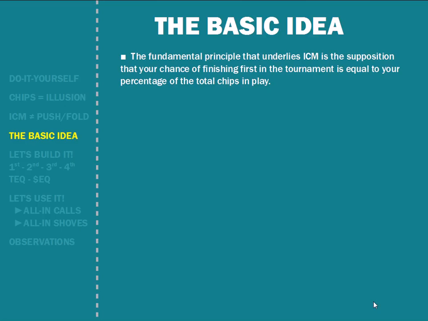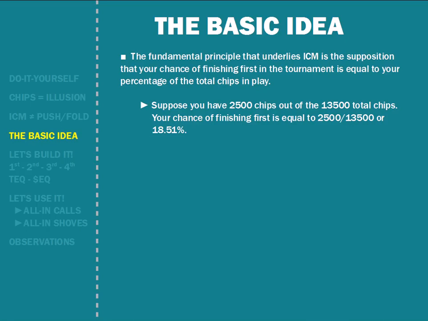So the basic idea that underlies ICM is the supposition that your chance of finishing first in the tournament is equal to your percentage of the total chips in play. You get that? Now, here's the example, right? Suppose you have 2,500 chips out of the 13,500 total chips that you would have in a regular 9-handed sit and go with 1,500 chip stacks to start. So you have 2,500 of the 13,500 total chips, and so your chance of finishing first in the tournament is equal to 2,500 divided by 13,500, or 18.51%. And that is really as difficult as the math gets.